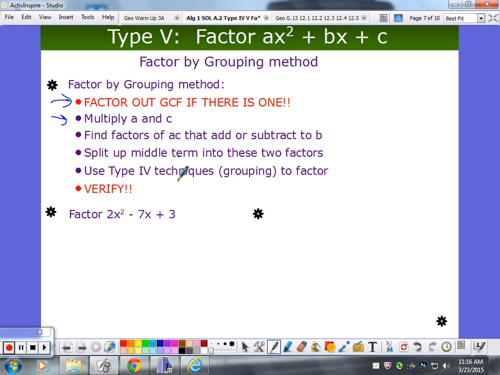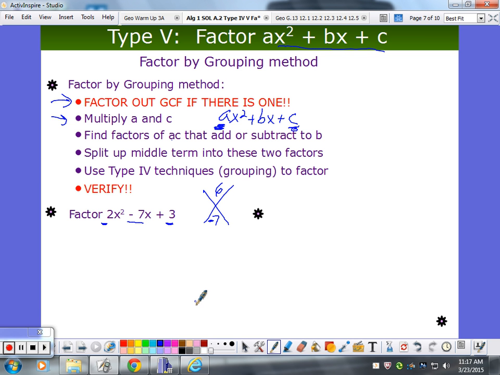What do I mean by multiply a and c? I'm talking about this: ax squared plus bx plus c. When I say multiply a and c, I'm saying multiply this times this. So in this example, what am I multiplying? That's the top of my big X here. I want to find factors of AC that add or subtract to b. Well, what's b?